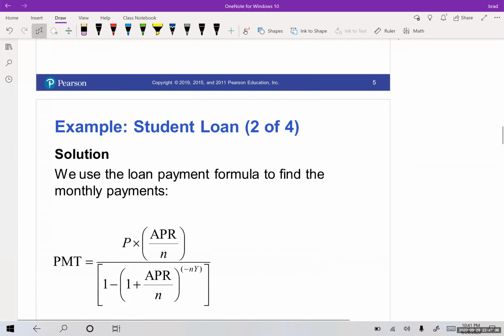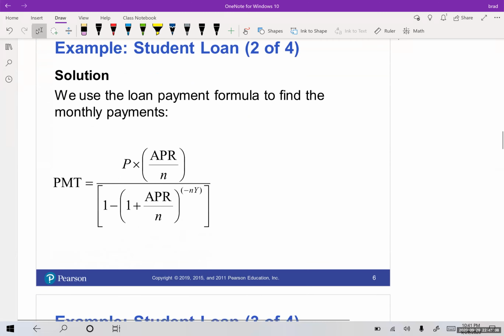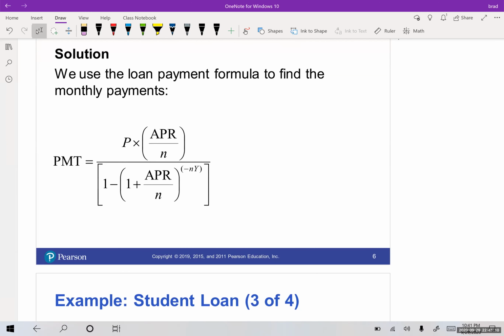Okay, so let's look at this for a second here. We're going to use our formula, our loan payment calculator. It's going to tell us every month how much we're going to pay. So let's write this out.